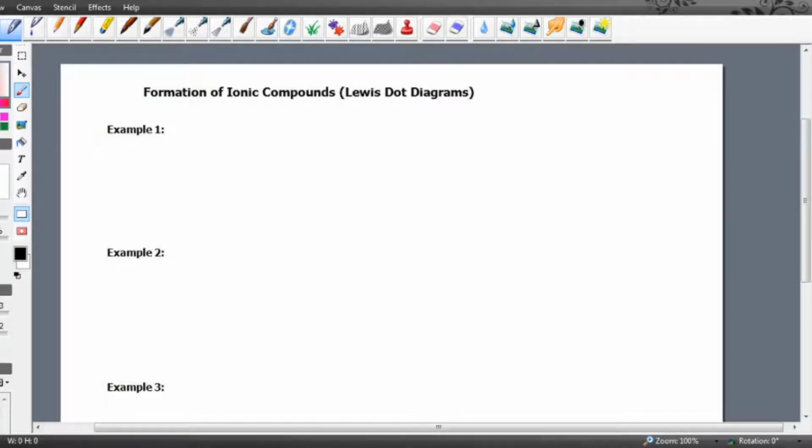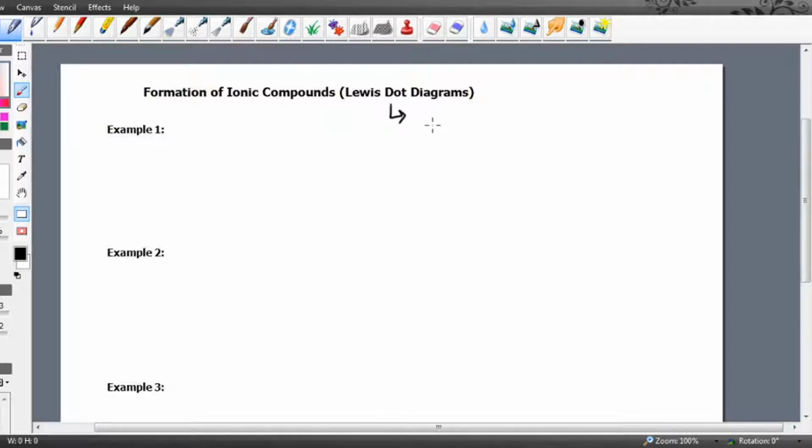Hey guys, welcome to the lecture on how to draw Lewis dot diagrams to visualize the formation of ionic compounds. Recall that anytime we want to visualize something going on at the microscopic level, it's often best to make a model or use a diagram. And that's why we learned how to draw Lewis dot diagrams for elements so that we could also use them to show the formation of compounds.